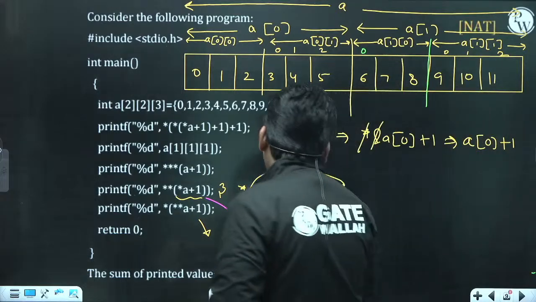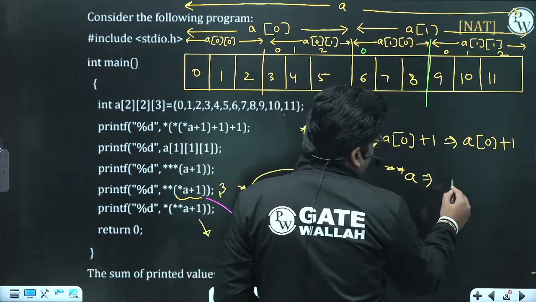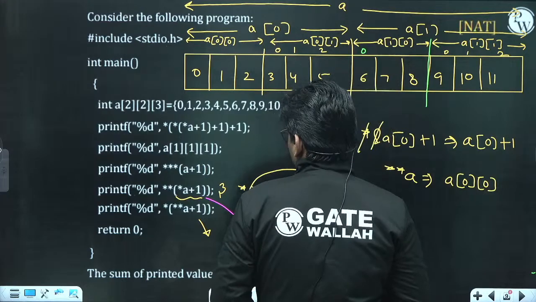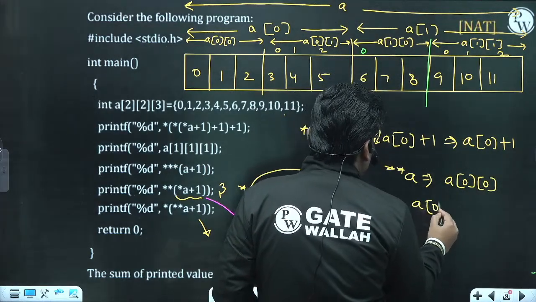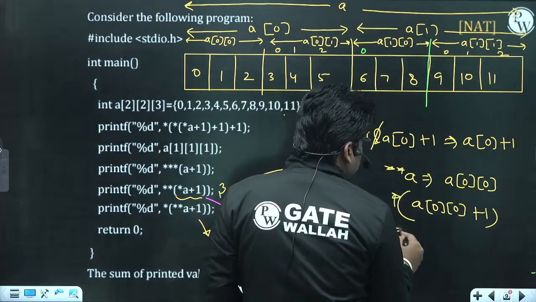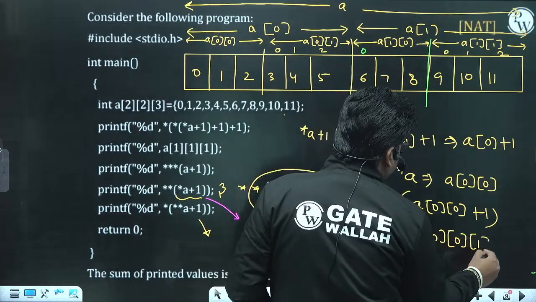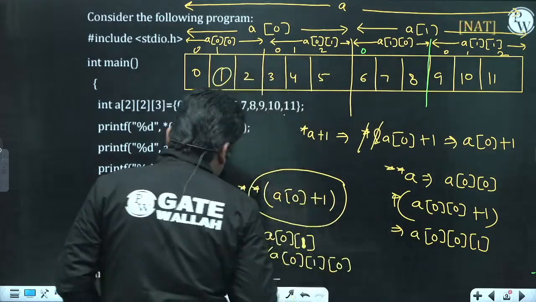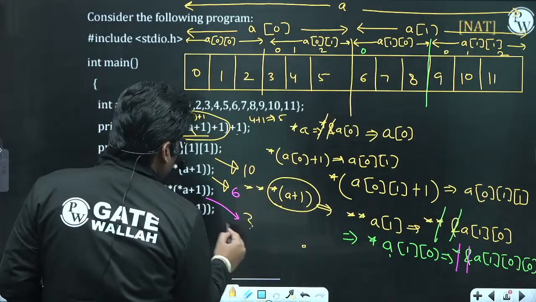If I am not wrong, sir, star A. See, star A is nothing but A[0][0]. How many of you calculated it? That means A[0][0] plus 1 and then a star, which is nothing but A[0][0][1]. Am I right? Sir, A[0][0][1] is nothing but element 1. So, can I say this element is 1? So, the last two are 3 and 1.